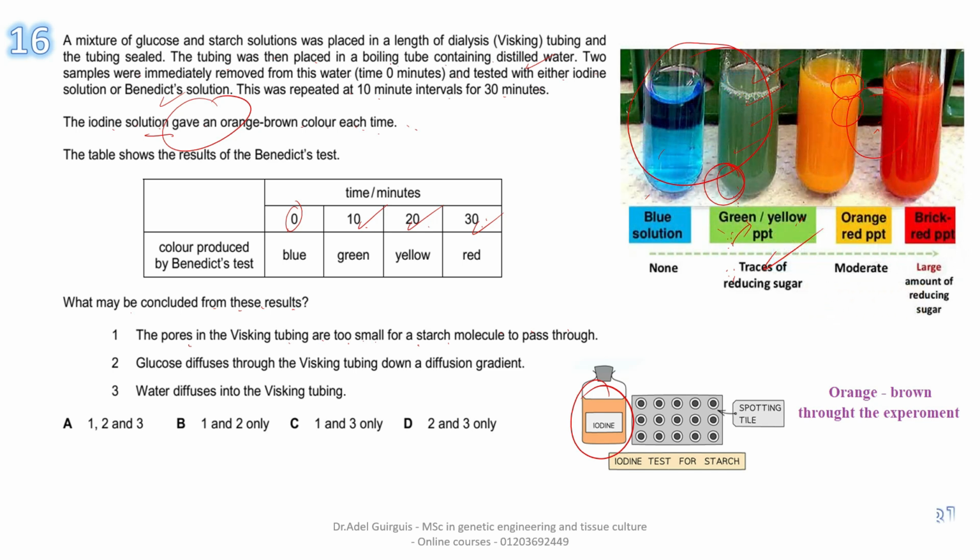Okay, answer is B. What about this figure? Look, firstly, negative result. Here, starting positivity: slightly green, then yellow, then orange, then red, brick red, according to the concentration of glucose or time lapse in this experiment. Okay.